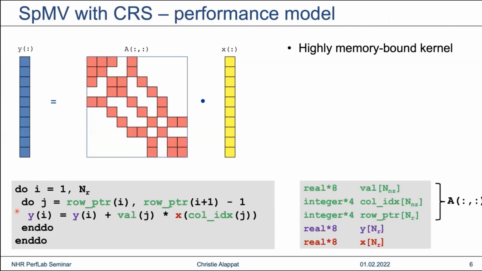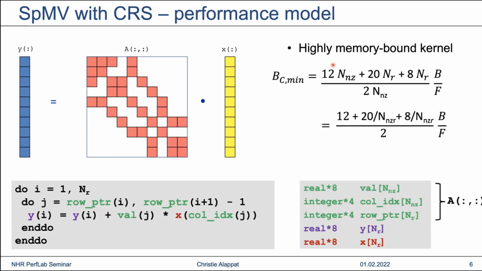So bottom left, we see SpMV code written for CRS data storage format. And bottom right, we see the data structures that are required to do this computation. The first three data structures store the information about the sparse matrix. And the last two are storing the vectors y and x. So the minimum data traffic that we require when performing this SpMV routine is when we access all these data structures exactly one time.